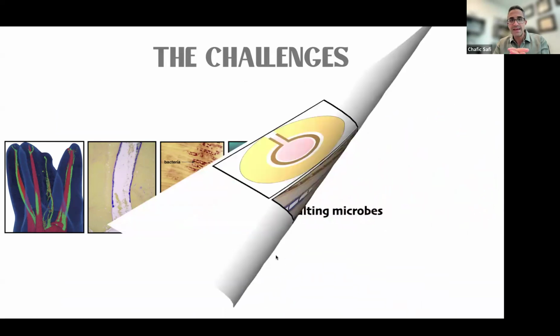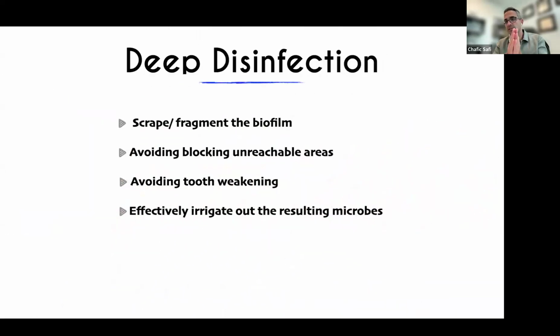And this is what I like to call deep disinfection. So after instrumenting the canal, we need to go deeper now and disinfect and scrub the areas where the biofilm is, and somehow try to send a bit of irrigating fluids into the dentinal tubules to control those microbes that have traveled down the dentinal tubules.